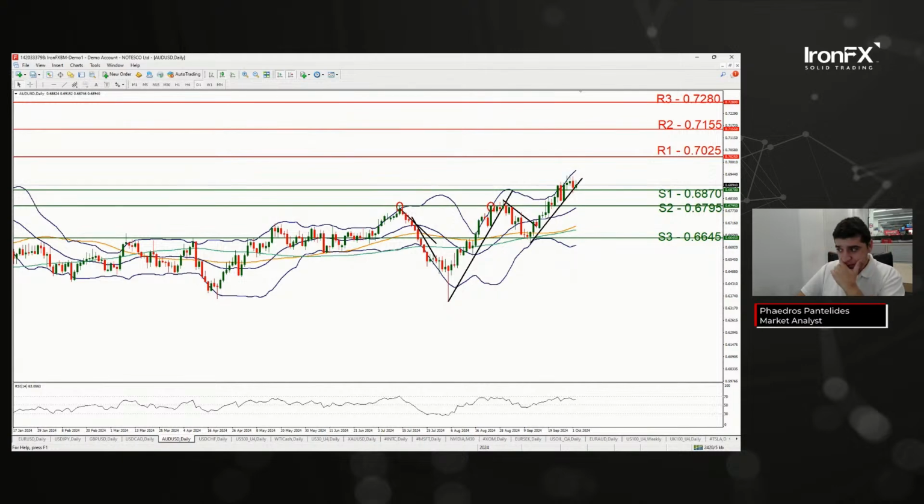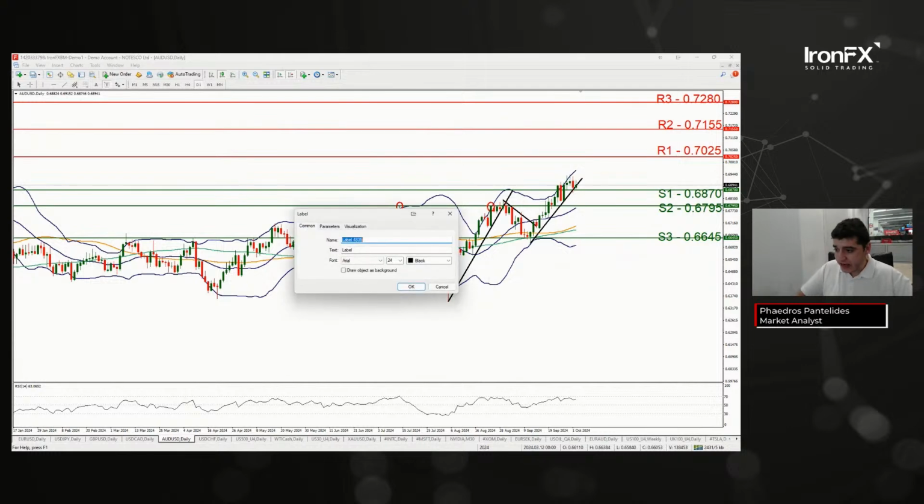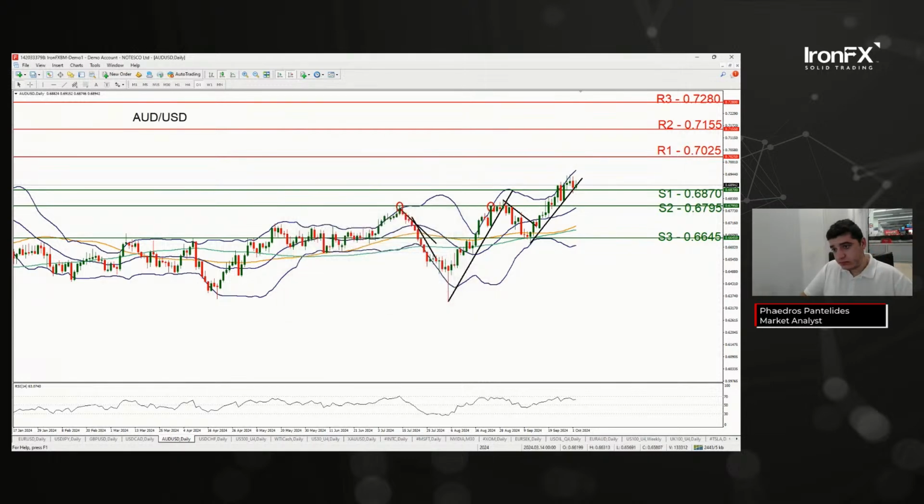For the Aussie, despite it breaking and piercing that upward moving trend line, look how it is resting on that S1 level of 0.6870. Let's add that text label, AUD/USD. It is resting on S1. RSI is close to 60 and it is above 60. It is currently at 63, which does imply a bullish market sentiment. If it stays above S1, we could maintain a bullish outlook for the pair's direction.